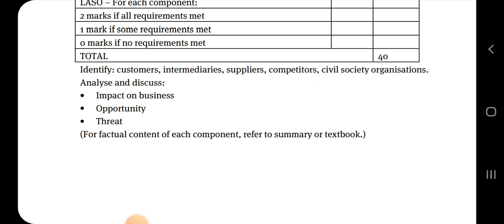And then you also write the opportunity. The opportunity the business has with regards to customers, as I've said, is that you can make market research with customers. With intermediaries, the opportunity is that they broaden the market. And then you also do threats as well. That is what this essay will need, and you write exactly that.